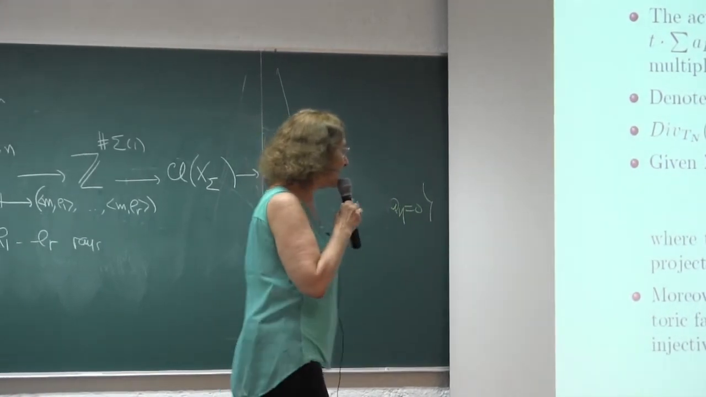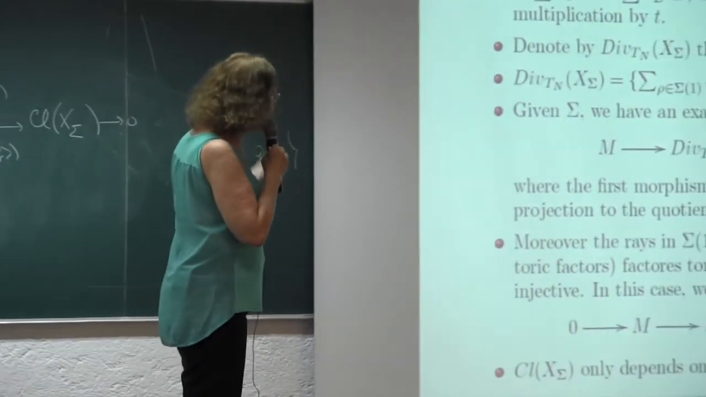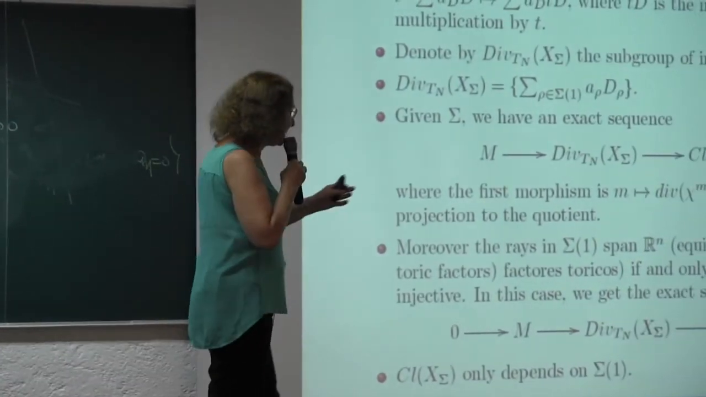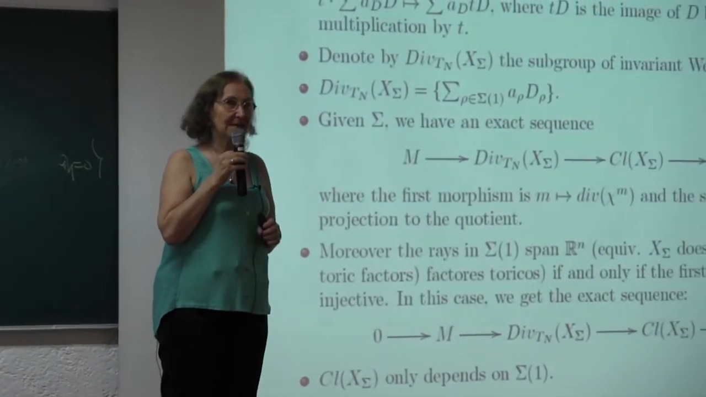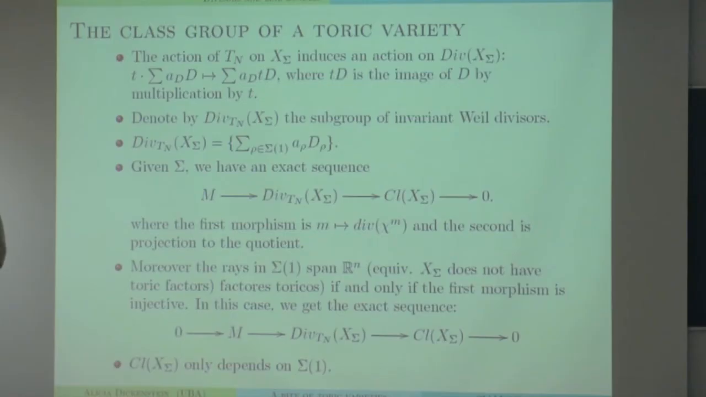And this is what I have just said. What is interesting from this description is that this object only depends on the rays, not on the combinatorics of the cones. For instance, if I have four rays like this, I could have this cone, or I can have this and this, or cut this way and this and that. I don't know which is the combinatorics of the cones, or my fan could be just this book without this.